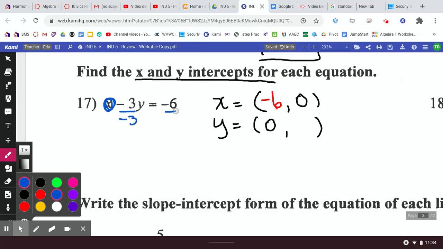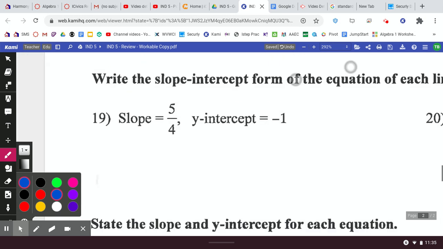So we divide by negative 3 on both sides, and we get y equals negative 6 divided by negative 3, which is positive 2. So our y-intercept is 2, or the point (0, 2). For intercepts, think intersections, and the only way for your line to intersect and intercept is if the opposite point is 0. Okay? Any question on that? All right.